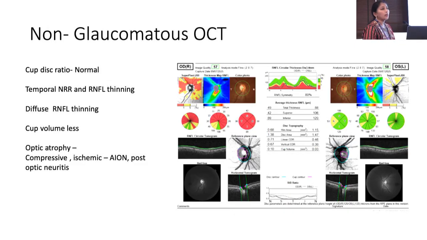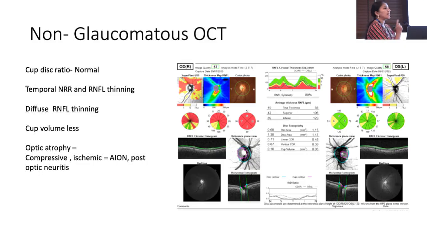So in non-glaucomatous OCT, what are the features? The cup-disc ratio will be normal. It will be given here. The NRR parameters will be given here in the OCT. In non-glaucomatous cases, there will be more temporal NRR thinning and temporal RNFL thinning, or it will be a diffuse RNFL thinning.